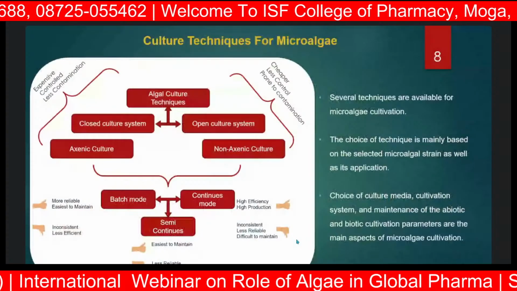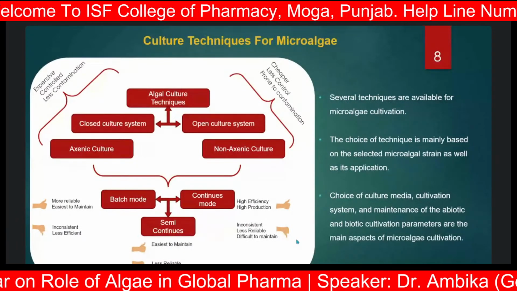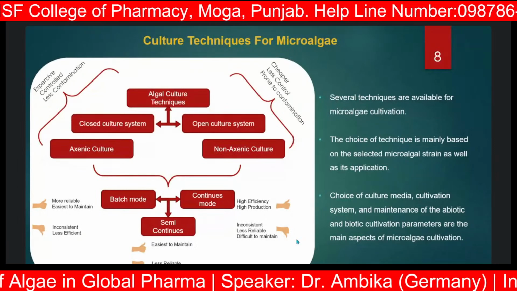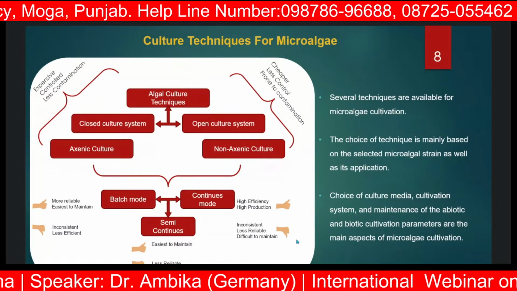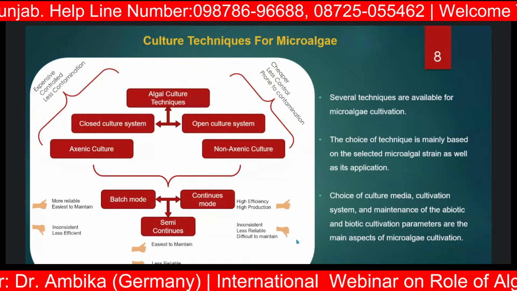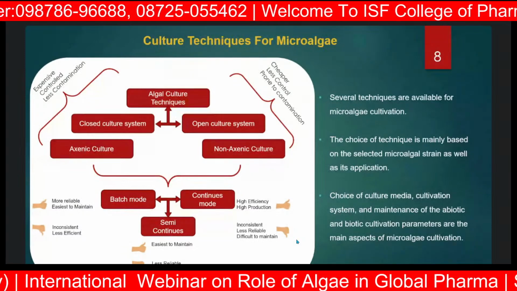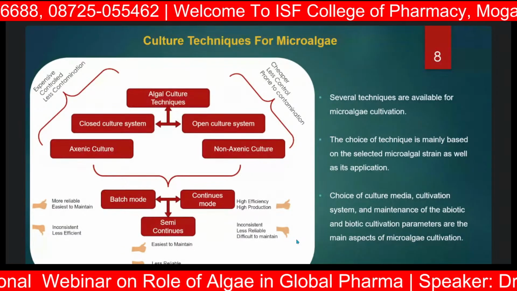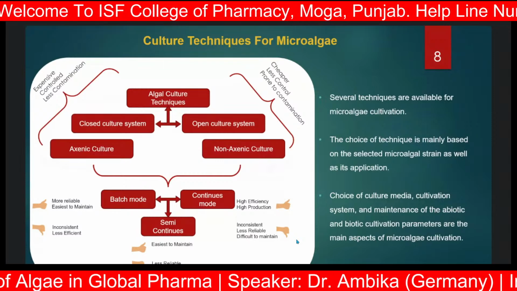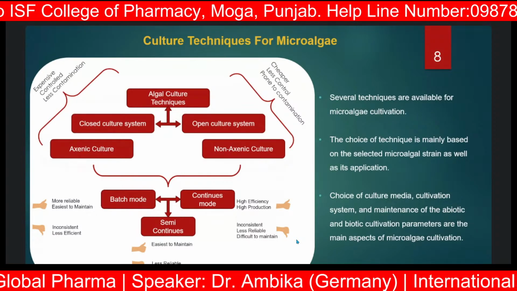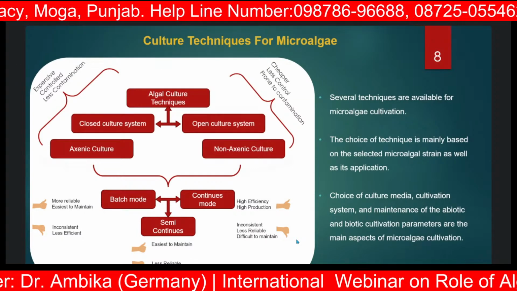So let's discuss in detail the culture techniques for microalgae. When we talk about culture, several techniques are available for microalgae cultivation. The choice of which technique to use is mainly based on the selected microalgal strain as well as its application. Why should we choose the right strain? Choosing the right strain for production is an important decision that can have a significant impact on the yield and quality of our final product. When choosing the strain, there are several factors to be considered.